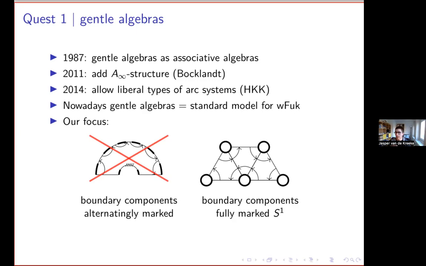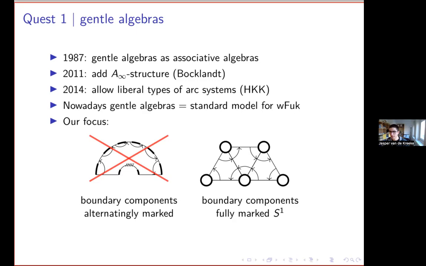Then in 2014, I think Haiden, Katzarkov, and Kontsevich in their famous paper generalized this still a bit. So they allowed for more liberal types of arc systems. And nowadays we can say, I think, gentle algebras are a standard model for wrapped Fukaya categories of punctured surfaces and other kinds of marked surfaces. So our focus today, in the language of Haiden, Katzarkov, Kontsevich, will be to look at closed surfaces with punctures, where all boundary components are circles S1, which are fully marked.